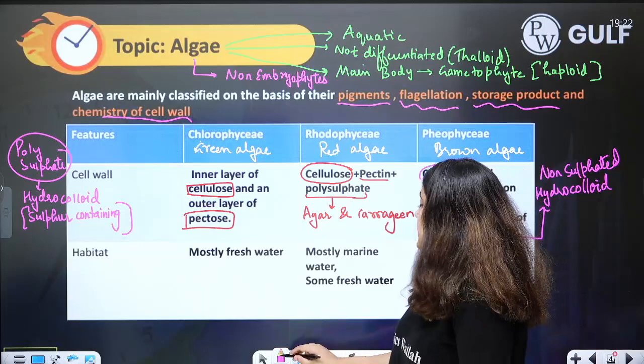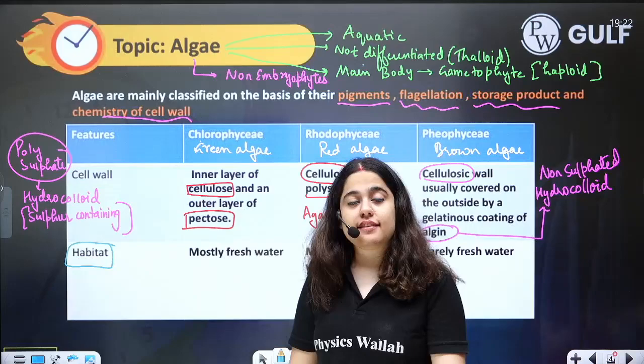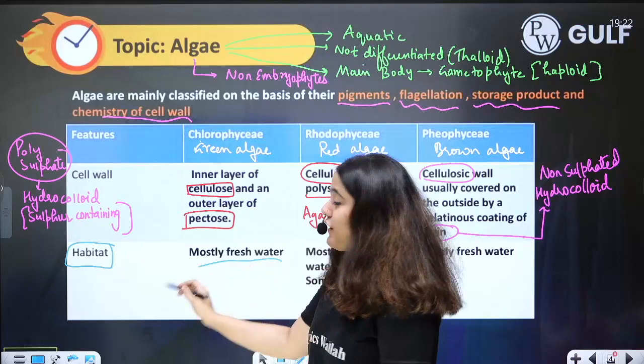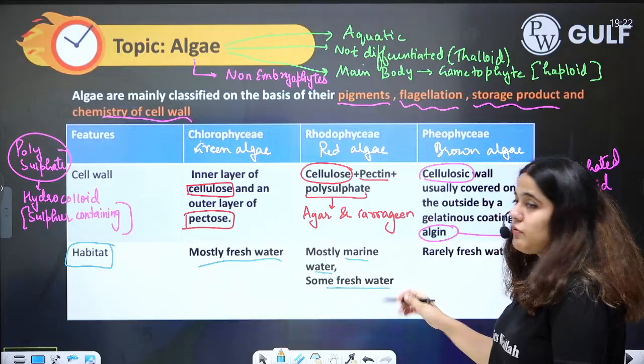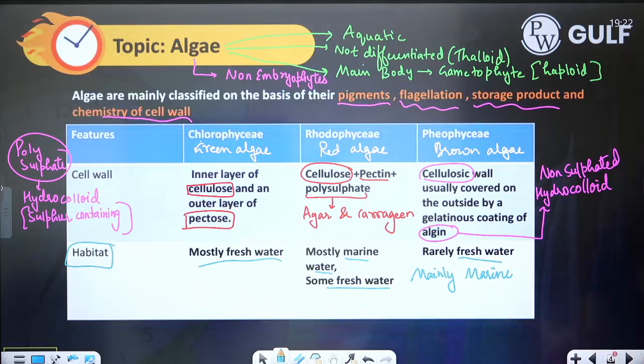And algin, we extract it from the cell wall of brown algae. Now let's discuss the habitat. Where do you find this group of algae? Green algae is mostly found in fresh water, and red algae is mostly found in marine water, and some can be found in fresh water. Phaeophyceae are rarely in fresh water. They are mainly marine. So these are the comparison of cell wall and habitat in various groups of algae.